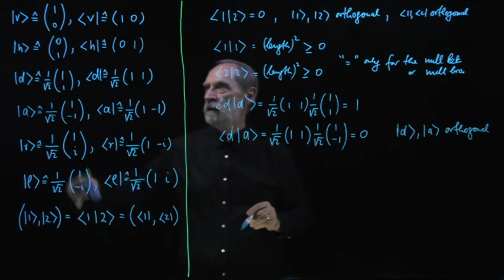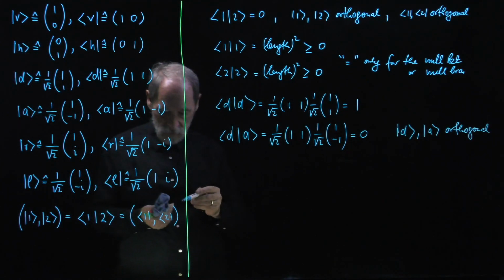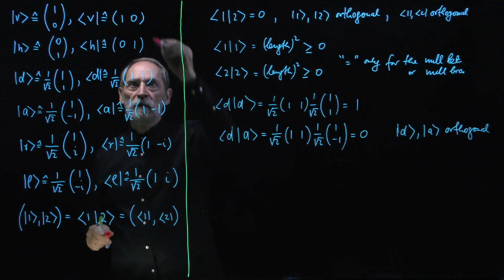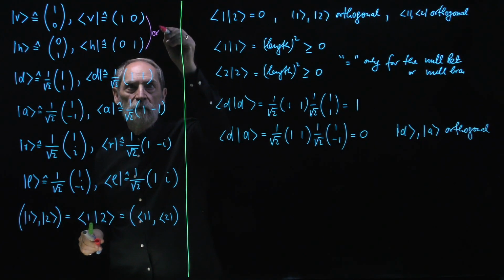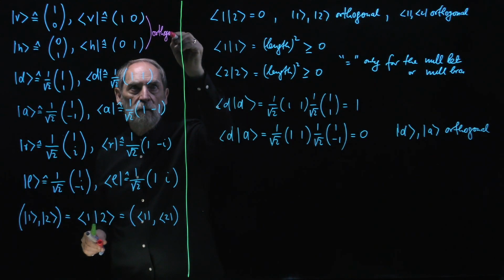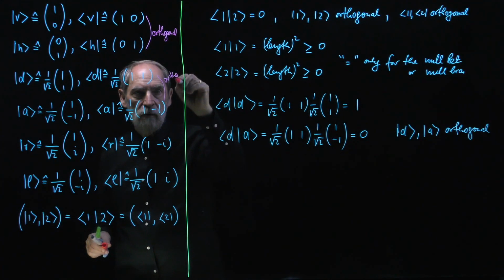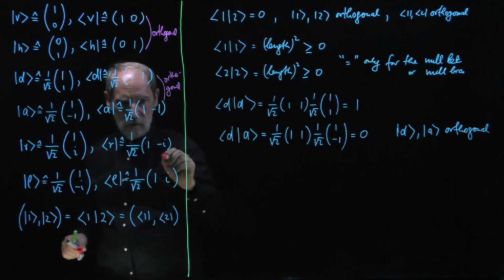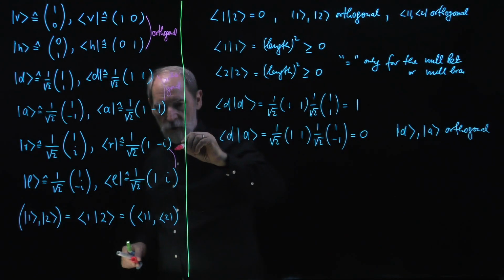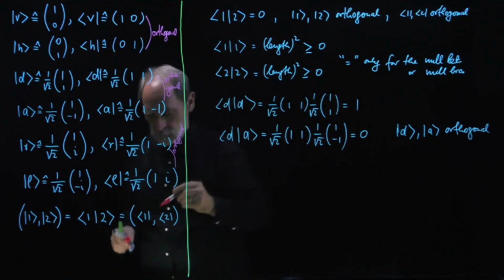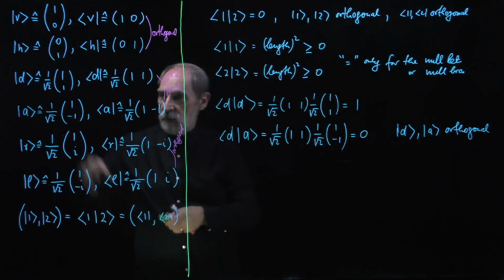And likewise, V and H are orthogonal, and right-handed and left-handed circular polarization are orthogonal. So these are orthogonal, and these are orthogonal, and also these are orthogonal, and all of them are normalized.